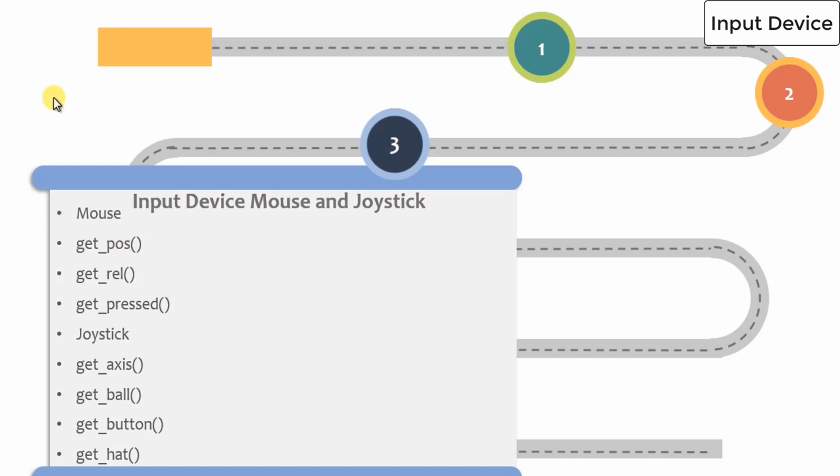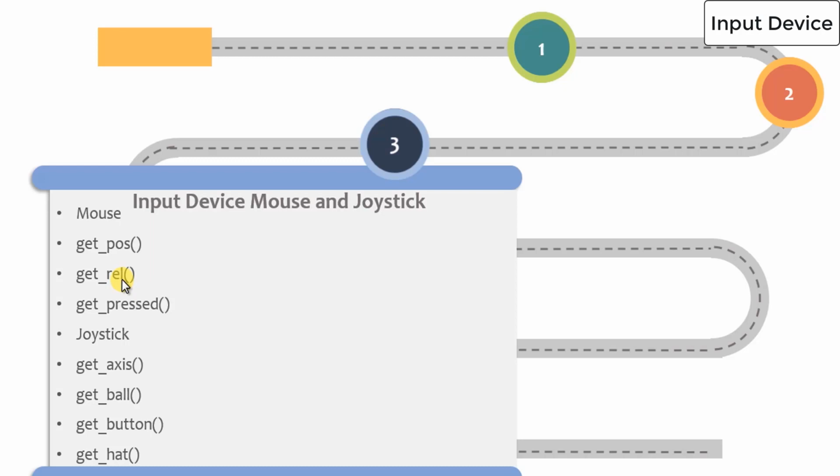Rel stands for relative. So this also gives us the position of the mouse on the screen, but it gives the relative position based on the previous call. So if you want to get the relative position, then you can use get_rel and it gives you the position based on the previous call. Now there are different buttons on the mouse as well. So if you want to know the status of these buttons, we can get that. Mostly there are 3 buttons.